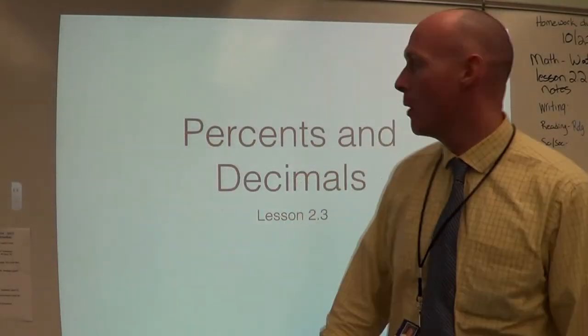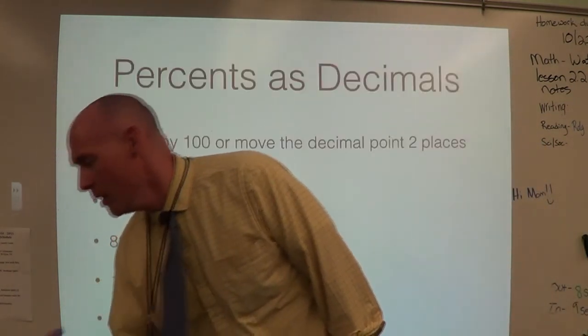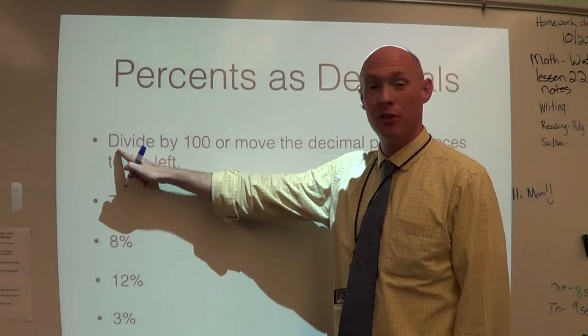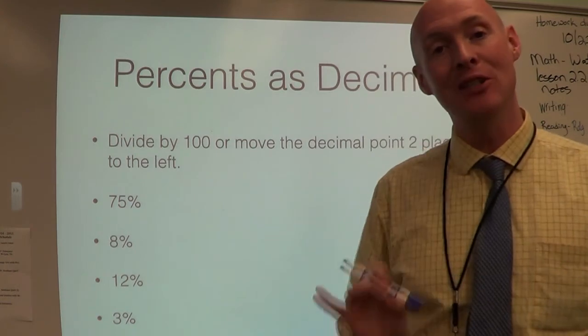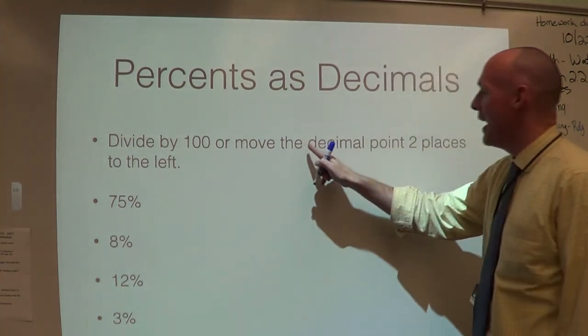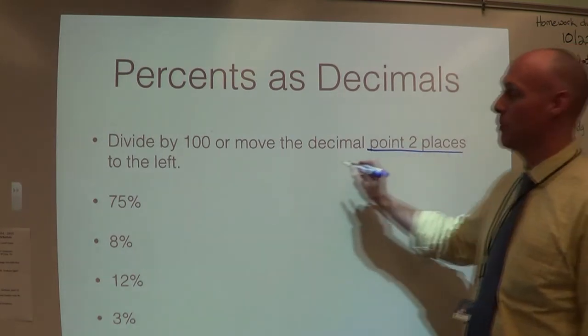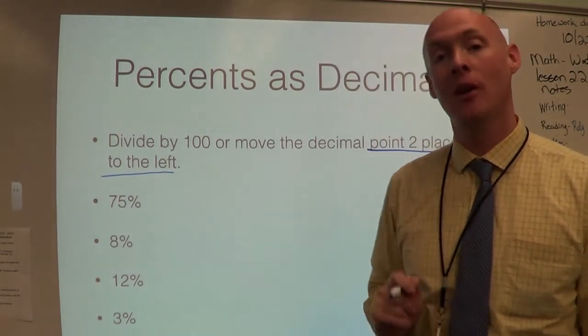This is lesson 2.3 and we're going to divide percents and decimals. So here we go. Percents as decimals. First thing you're going to do is divide by 100, but there's a much easier way to do it. Instead of dividing, we are just going to move the decimal places 2 places to the left. Now let me show you what I mean.